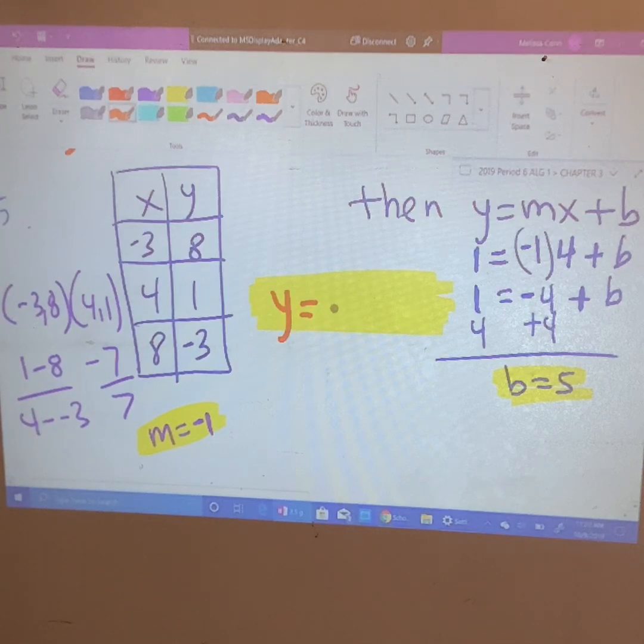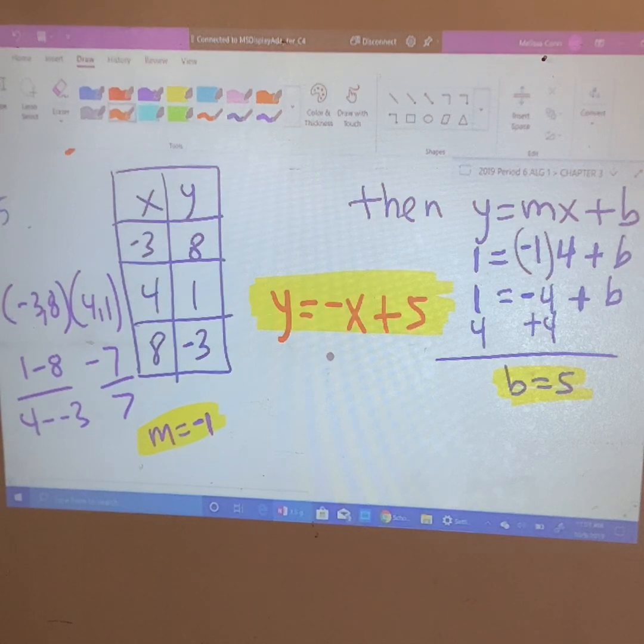Y equals -1x, but in algebra we don't want the 1, so we're just going to put y equals -x plus 5. This equation produced all these ordered pairs. For example, I'm going to prove it to you in this last one, show you what we've been working on.